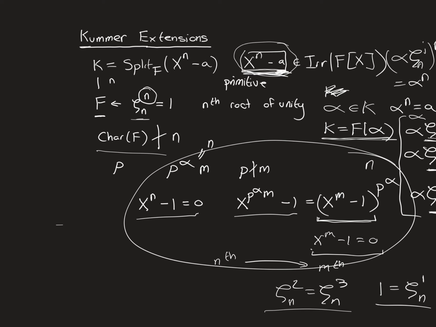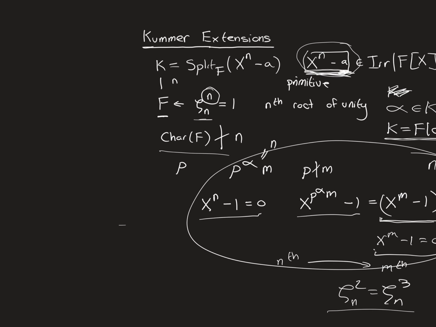Now, what I want to next show you is that Kummer extensions are actually cyclic extensions. So their Galois group is going to be Cn. So I want to show you that the Galois group of K over F is isomorphic to Cn. A cyclic extension, just in case you don't know, is a finite Galois extension where the Galois group is a cyclic group. So I want to prove that these Kummer extensions are all cyclic extensions.